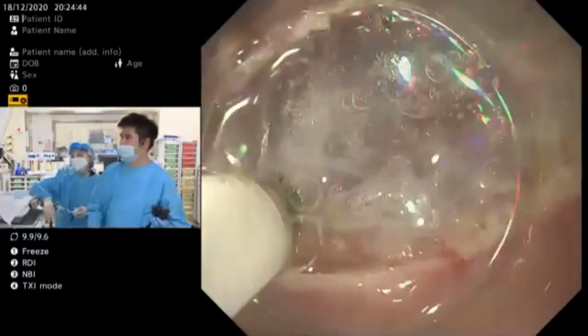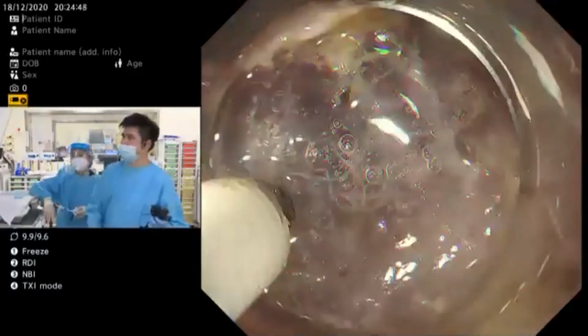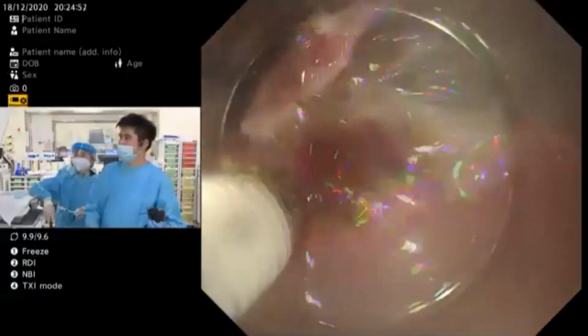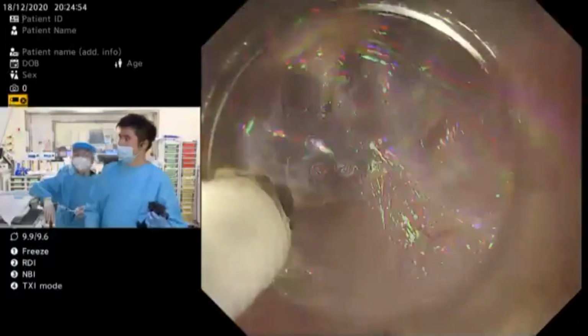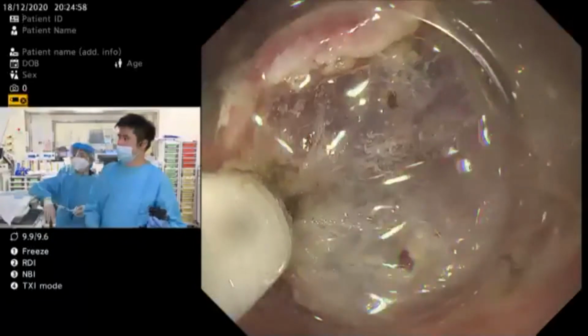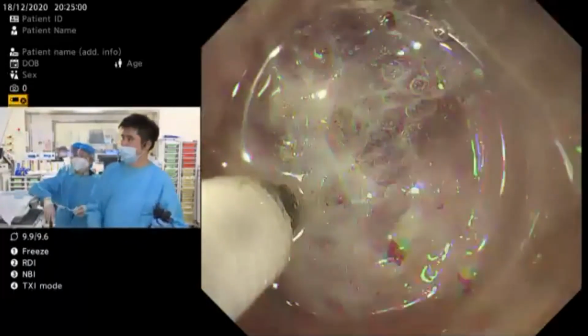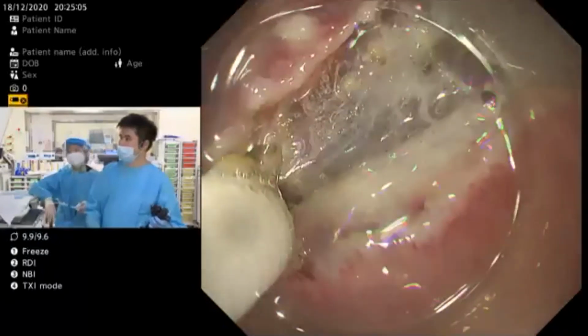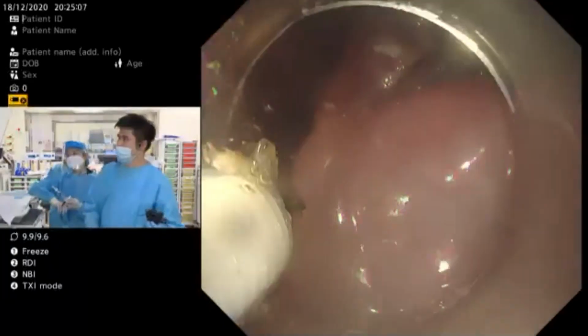So I think some European authors actually like to use the underwater technique for ESD as well. But in this situation, I think it's not needed because this is in the anti-gravity position. So water will not stay. So probably not useful in this case. There's quite a lot of fatty tissue in the submucosa. You can see here.